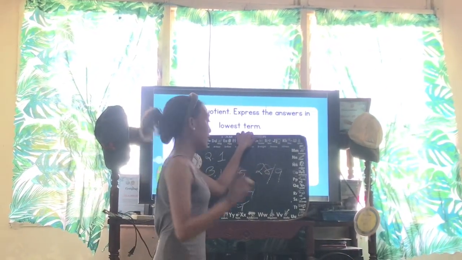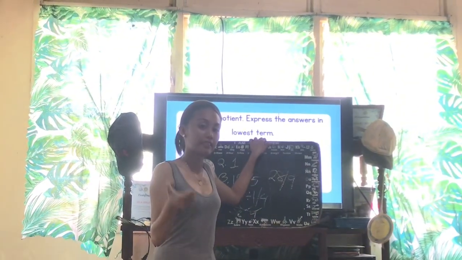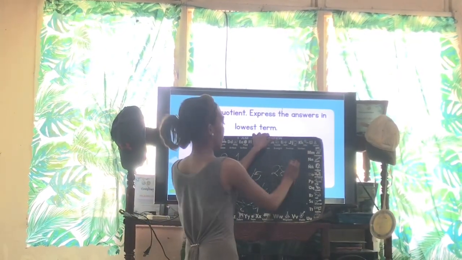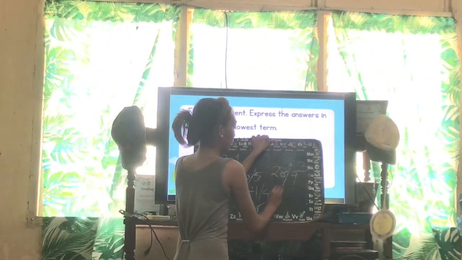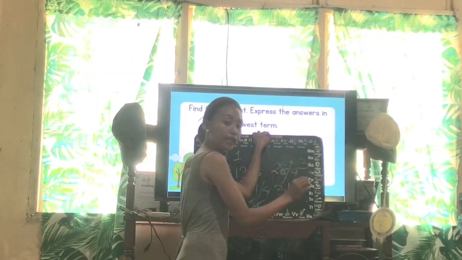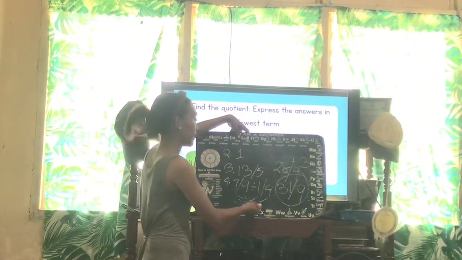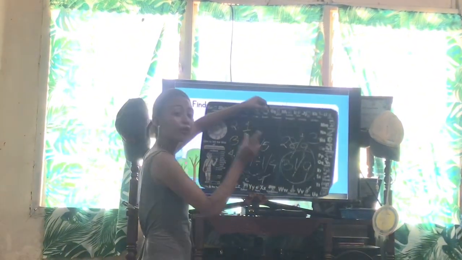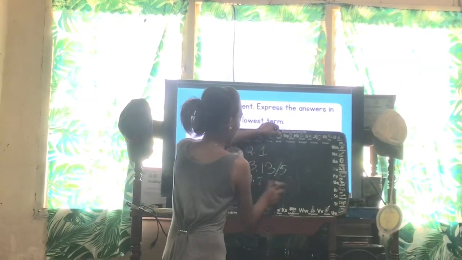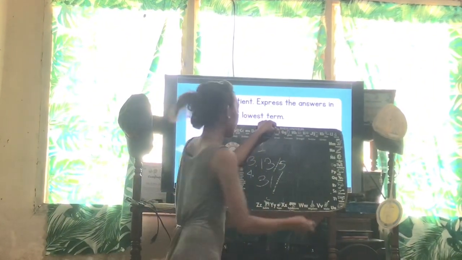We look for a number that we can make 9. So for example, 3, 6, 9. So we got 9. So 9 divided by 3 is equal to 3. So plus 3. So 28 plus 3 is equal to 31. Our denominator is 9. So the answer for number 4 is 31 over 9.